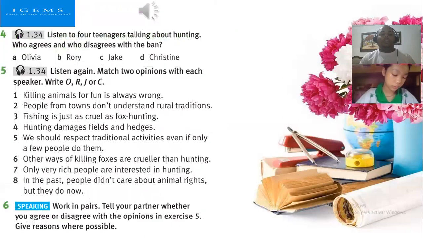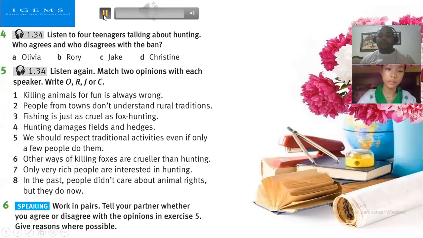So let's go ahead with this exercise, especially this one. I am going to ask you to listen carefully. We are going to listen to the voices of different characters, four teenagers talking about hunting, who agrees and who disagrees with the ban. We have four teenagers: Olivia, Rory, Jake, and Christine. You're going to tell me the best options, and we are also going to listen to the audio to hear their opinions. Listen carefully.